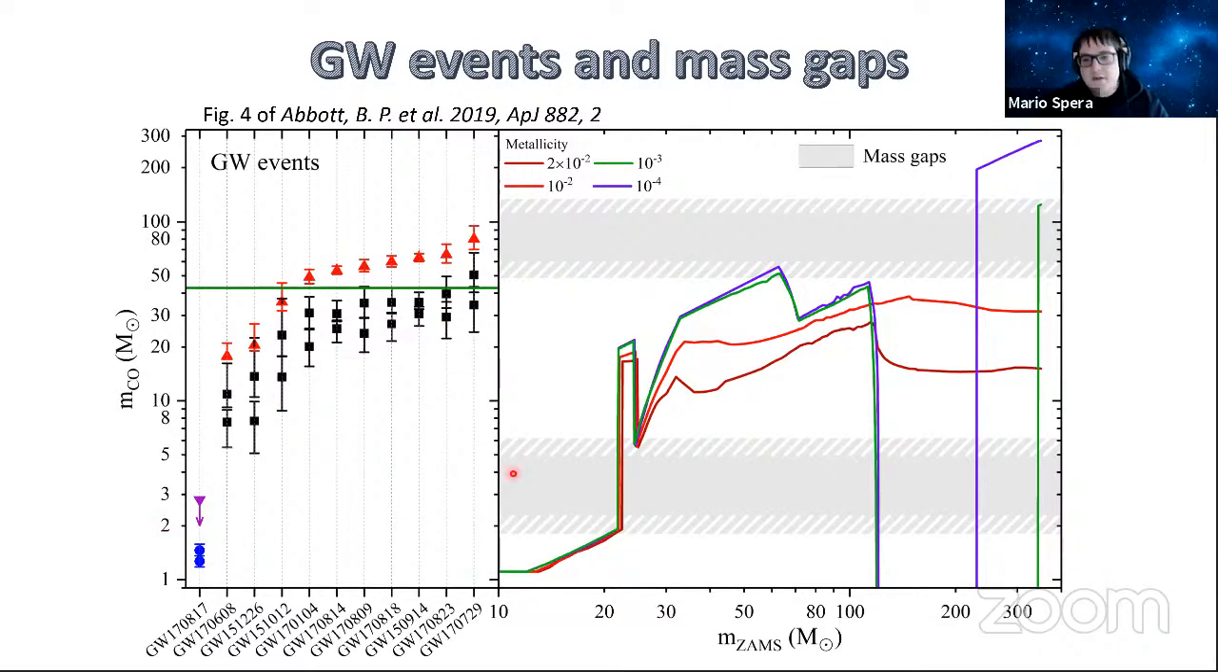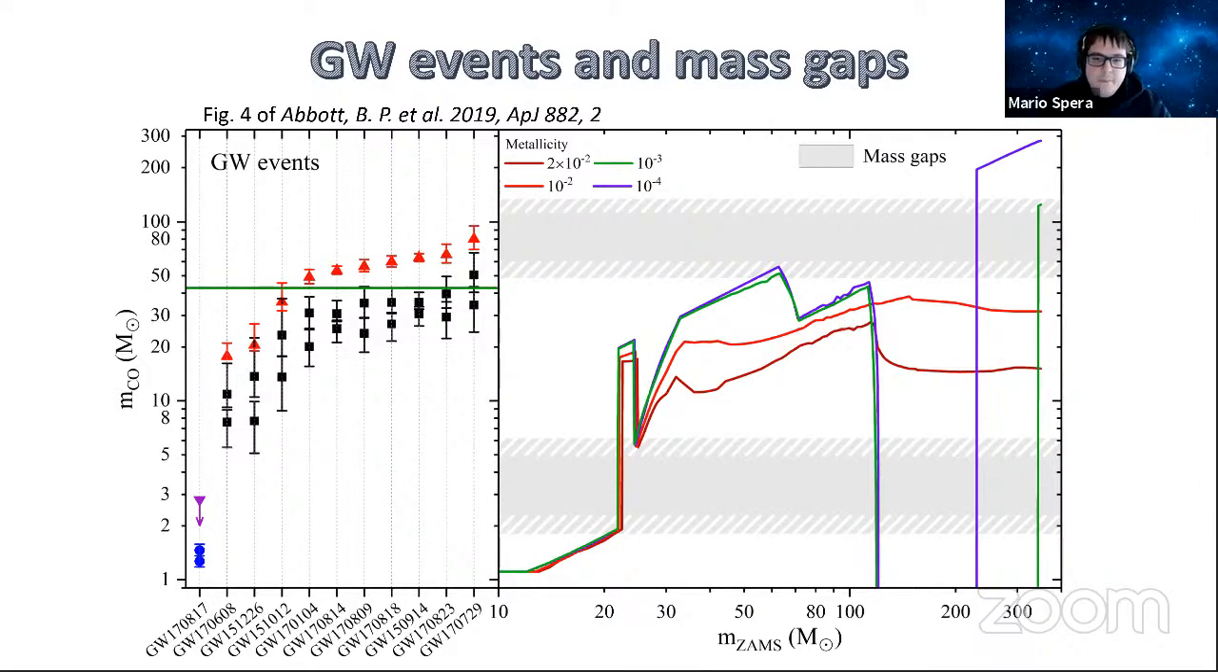The black squares represent the black hole masses, while the red triangles show the mass of the merger products. The right panel shows the theoretical models obtained using our own code, with the gray horizontal bands representing the mass gap areas: the upper mass gap up here and the lower mass gap down here. As you see, these theoretical models have this bump here, so they use the rapid supernova explosion model, which enforces the presence of the lower mass gap.